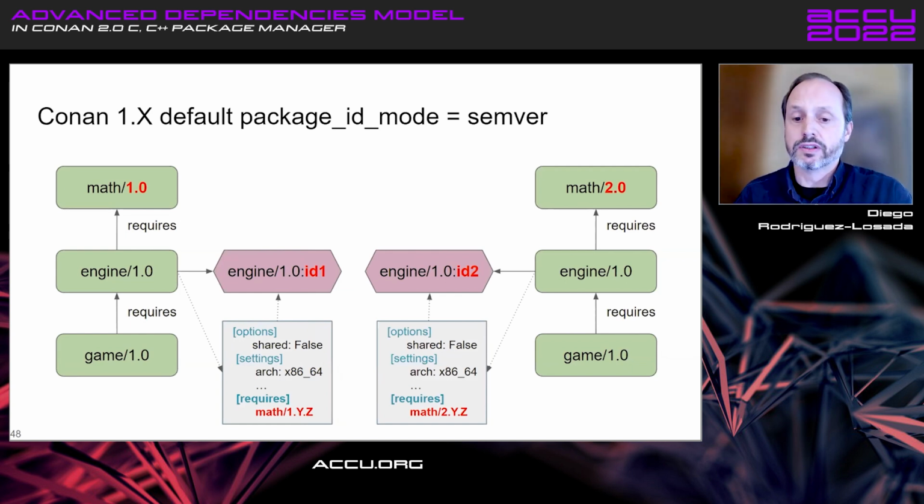And also, it's fine, you can bump the major. If you bump the major, in this case, we resolve to math 1 on the left and to math 2 on the right, you get two different Semver representations in the configuration. You get math 1.y.z on the left and math 2.y.z on the right. And those result in two different package IDs and two different binaries. Now we have a binary for engine that is binary compatible with math 1.x versions, and another binary for engine that is binary compatible with all math 2.x versions.